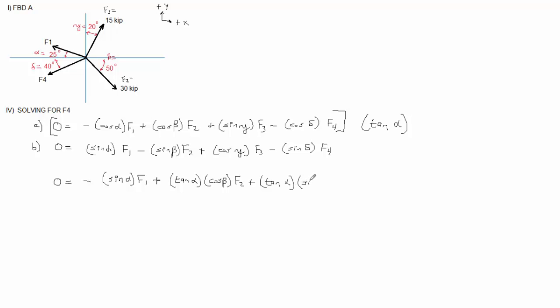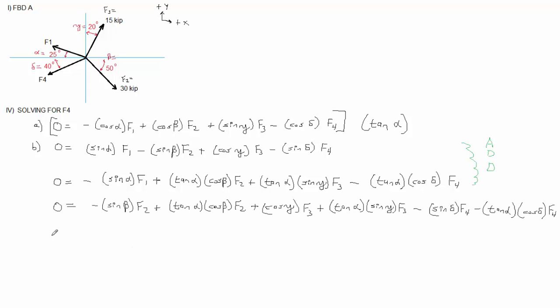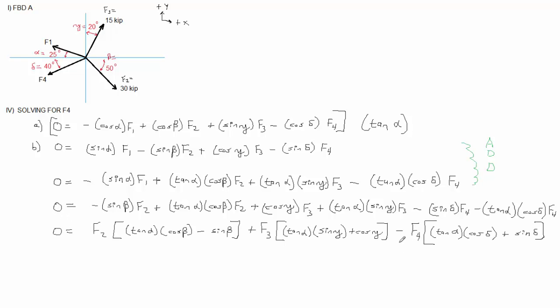The third term becomes tangent alpha times sine gamma times F3. The fourth term becomes tangent alpha times cosine delta times F4. Now at this point in time, I've got a positive sine alpha times F1 up here and a negative sine alpha times F1 down there. So if I take these two and add them, here's what I get. And I like to group my like terms together, so I would typically write that equation this way.